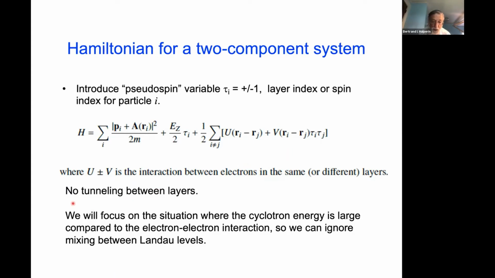I'm going to assume throughout here that there's no tunneling between the layers. I will focus on the situation where the cyclotron energy is large compared to the electron-electron interaction, so we can ignore mixing between Landau levels, and we're just interested in the various states within a given Landau level, typically the lowest one. And no tunneling between Landau levels. Again, Jim said that you can't get exactly 0, but it just needs to be completely negligible compared to other things for what I'm talking about.